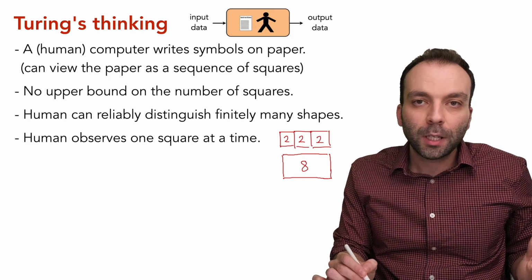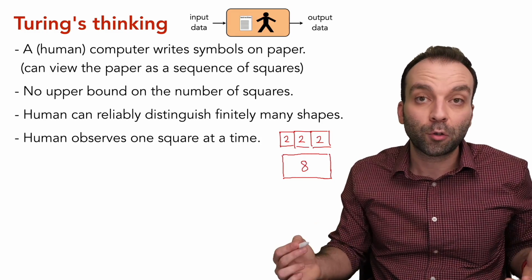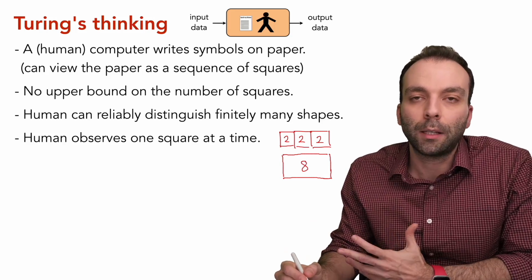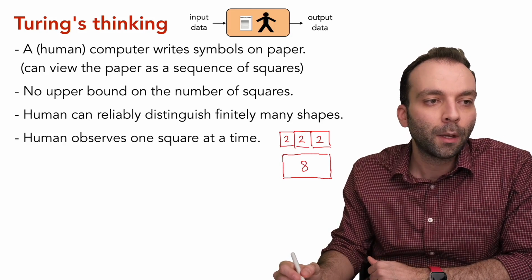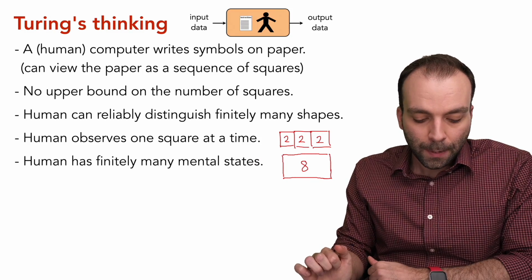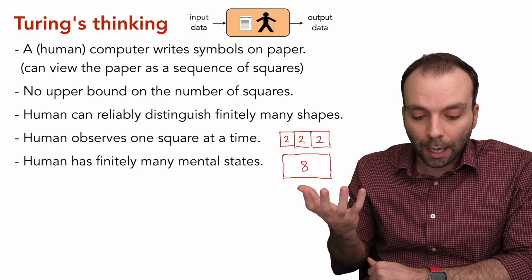And the number of symbols doesn't matter. If you have 8 symbols, that doesn't actually give you extra computational power. You can translate that back to a binary alphabet if you wanted to. Okay, so that's another piece. He said the human has finitely many mental states, which makes a lot of sense, of course.